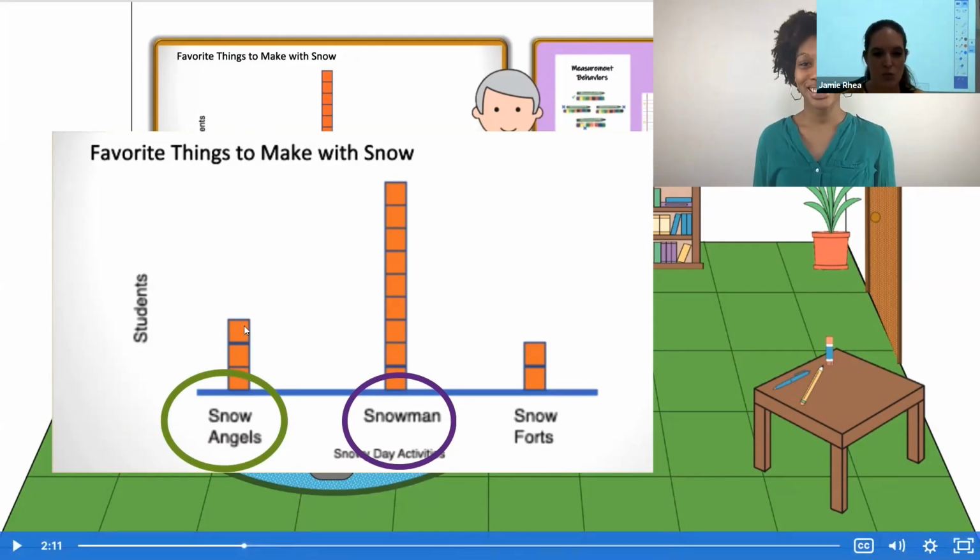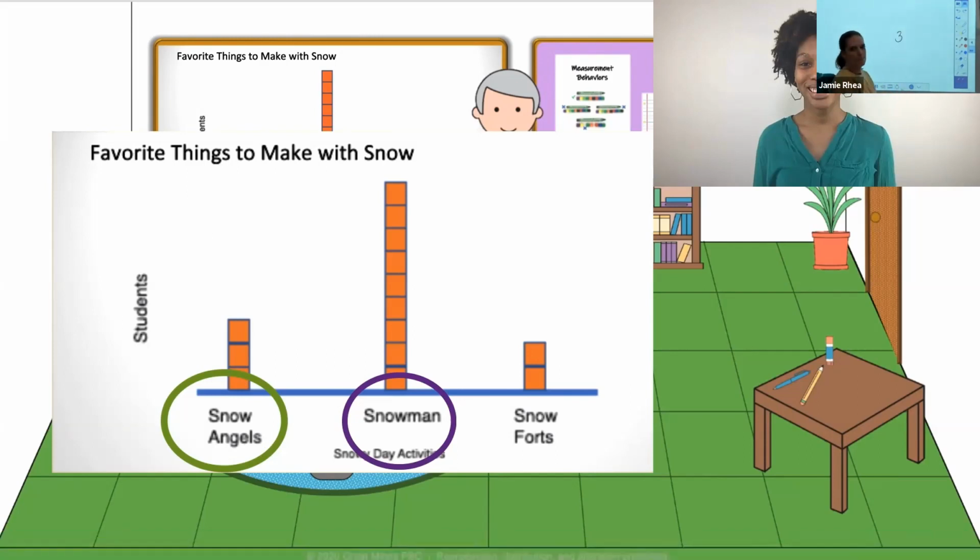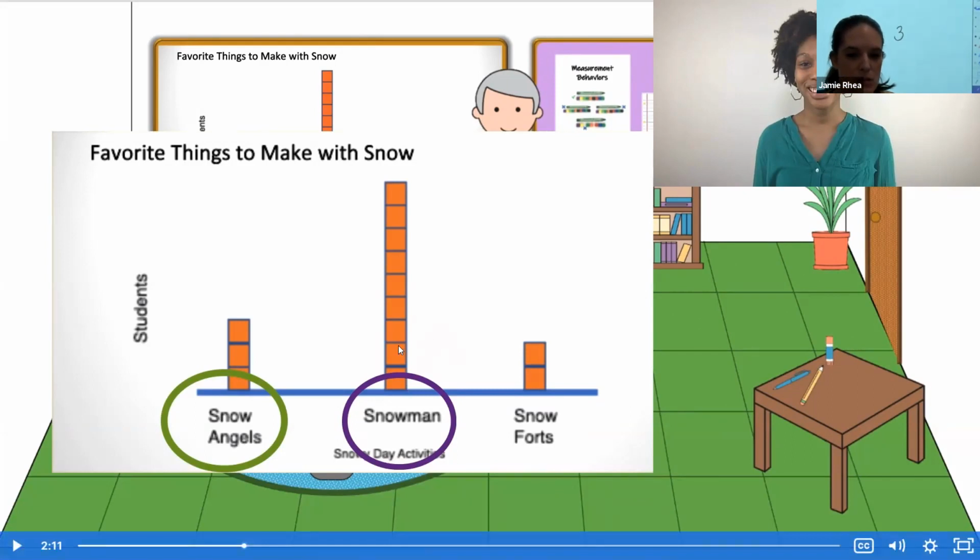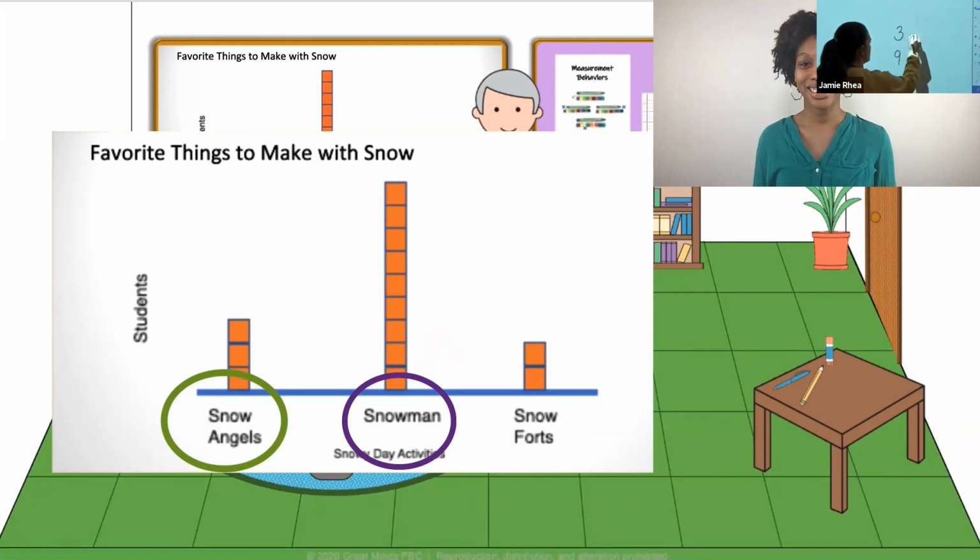Ready? 1, 2, 3. We had 3 people making snow angels. Now, how many people like making snowmen? Let's count them. 1, 2, 3, 4, 5, 6, 7, 8, 9. 9 people like snowmen. Okay, snow angels and snowmen. All right, so now how can we solve that to figure out how many more people like snowmen than snow angels?